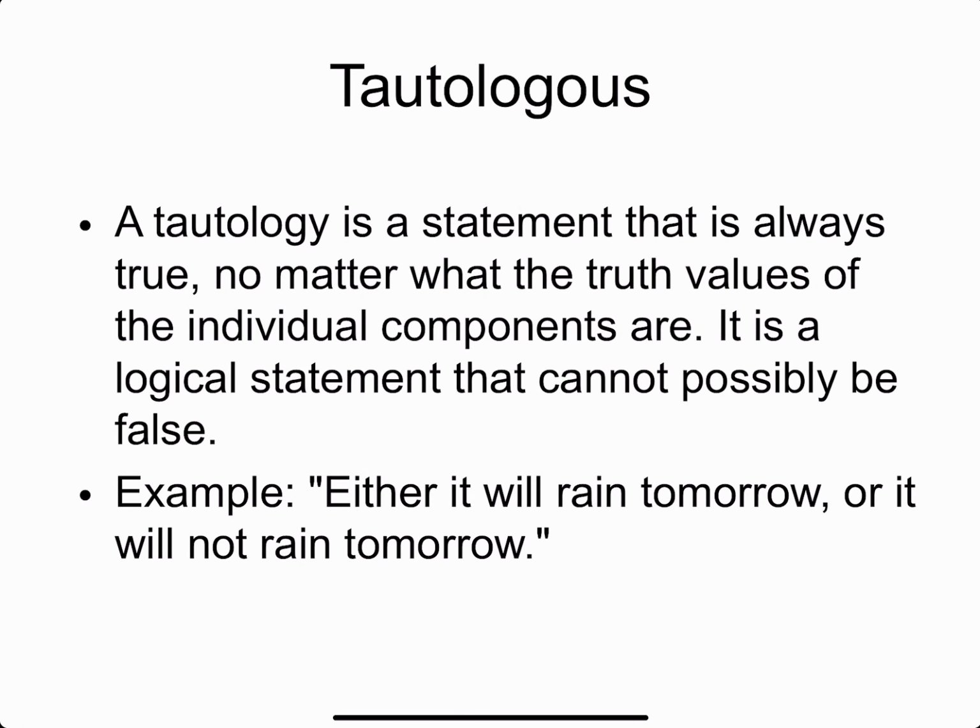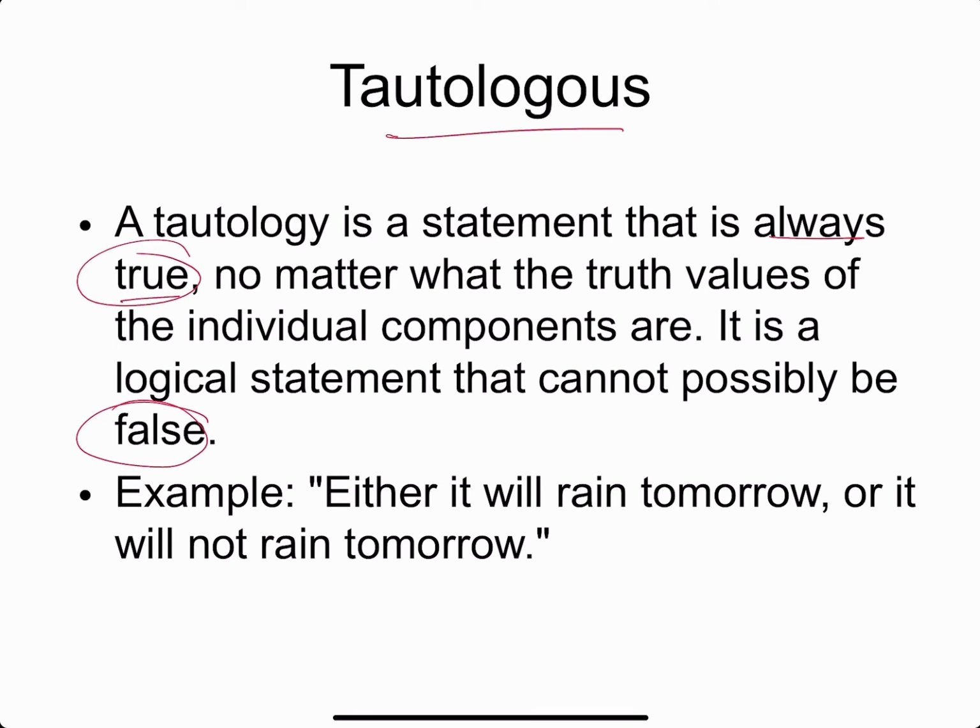Okay, now let's first start with what tautology or tautologies mean. A tautology is a statement that is always true, no matter what the truth value of the individual components are. It is a logical statement that cannot possibly be false. So tautology means that it should be always true.